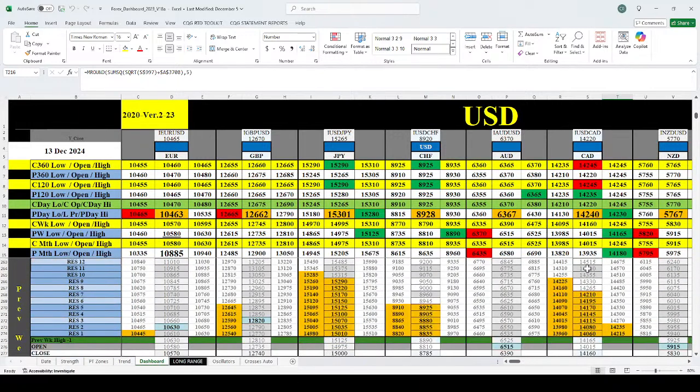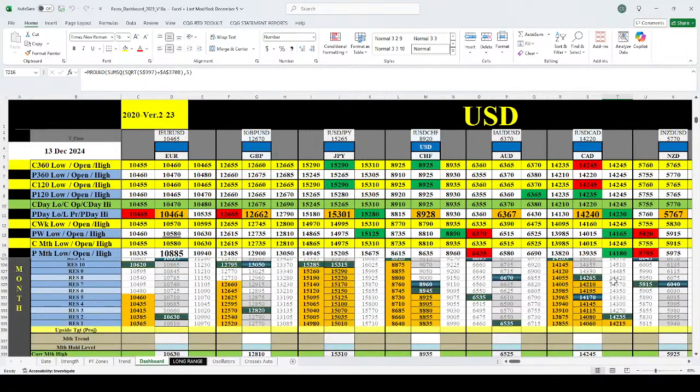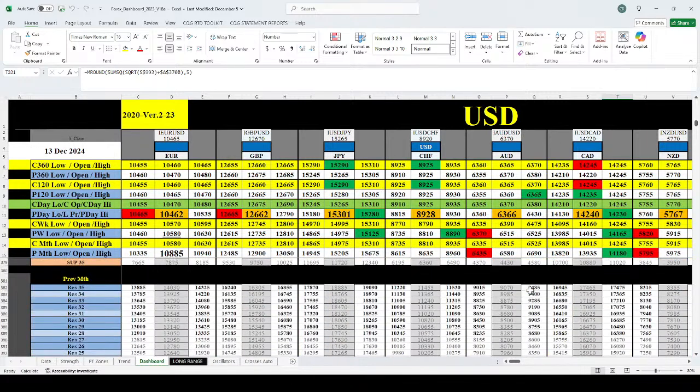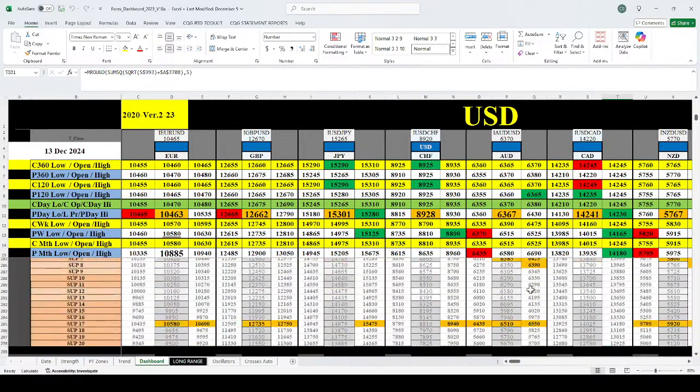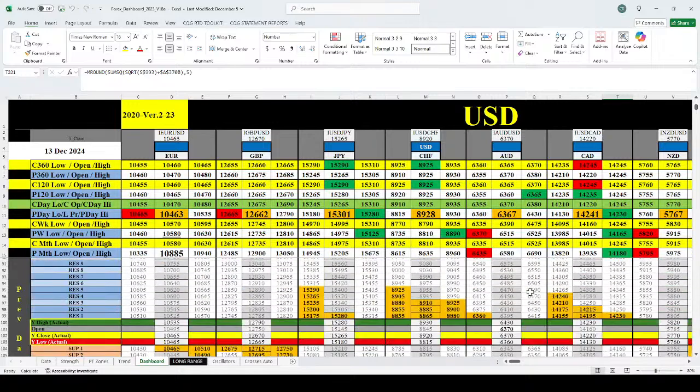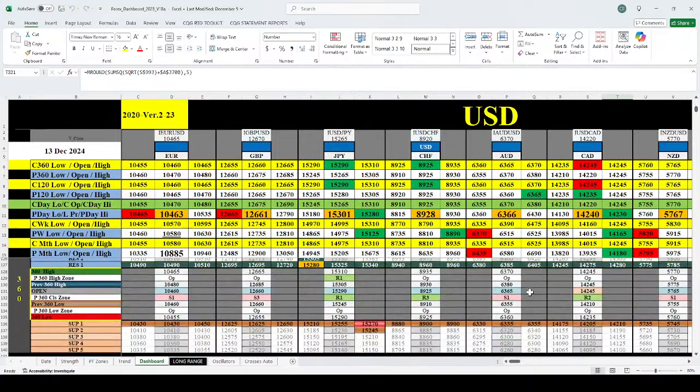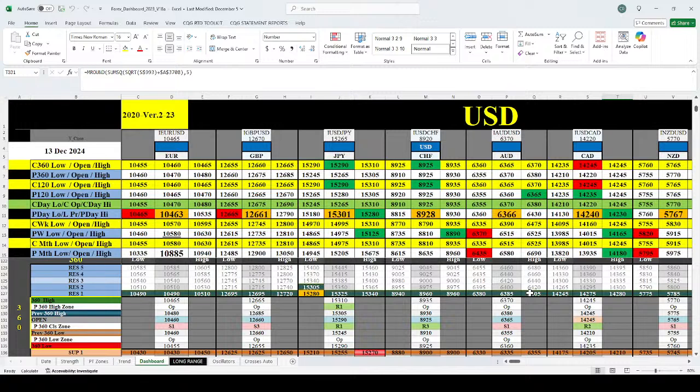Finally we look into the monthly. Monthly says 143.30. So I think our targets should be 142.85, 143.10, 143.30. These are the targets.